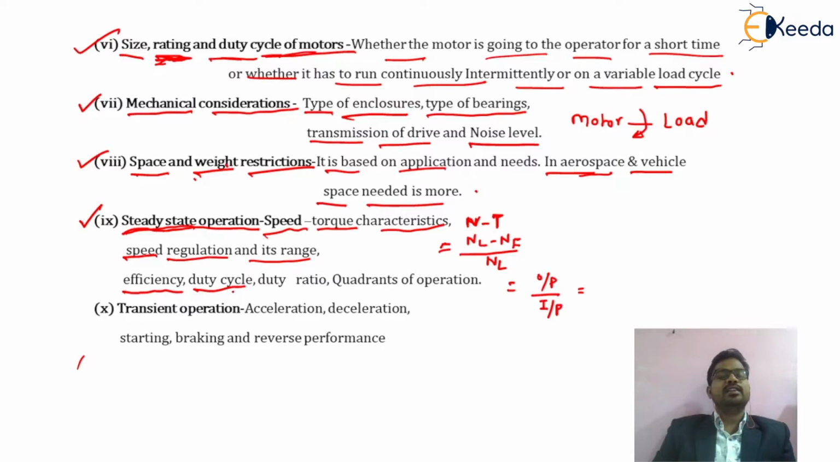Then the next is duty cycle. Duty cycle is the operation cycle of that particular motor. Then the duty ratio, again, will be treated as the ratio of duties in concern with the choice of electrical drive. And then a very important parameter is the quadrants of operation.